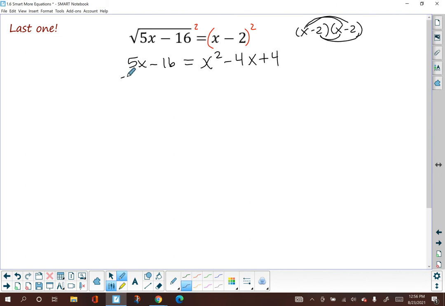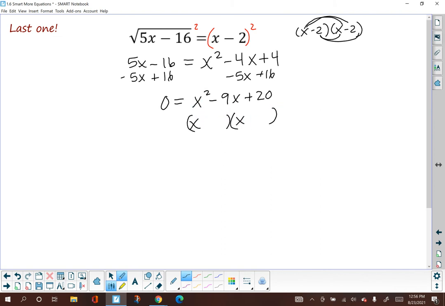This is a quadratic equation, so I'm going to get all my terms over to the same side so that I have an equation that's equal to 0. So I have 0 equals x squared minus 9x plus 20. Let's see, so we're thinking about factors of 20. I think 4 and 5 are going to work. We need them to both be negative to get that middle term of negative 9. So that gives us two solutions, x equals 4 and x equals 5.